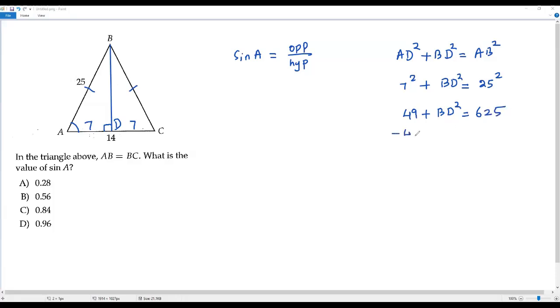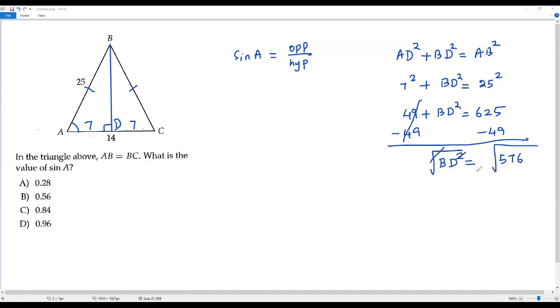Now I can subtract 49 from both sides because my aim is to solve for BD. So 49 will cancel out. I'm getting BD squared equals, when I subtract 49 from 625, 576. Now to get the length of BD, I have to get rid of the square. So I have to take the square root on both sides. The square root and square will cancel out.